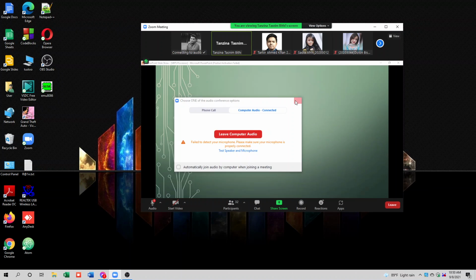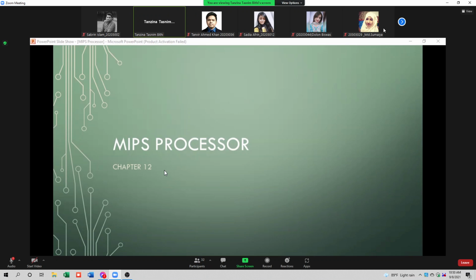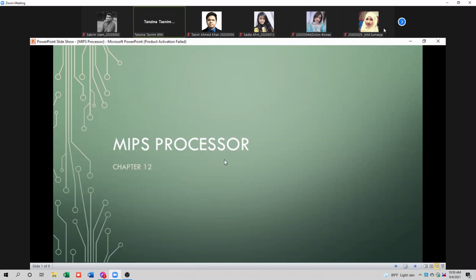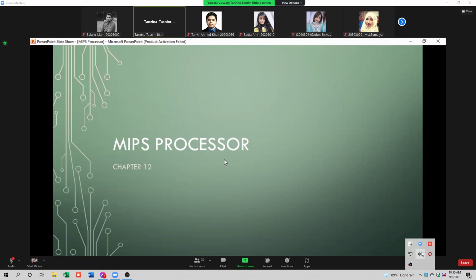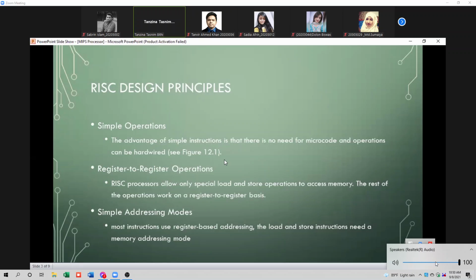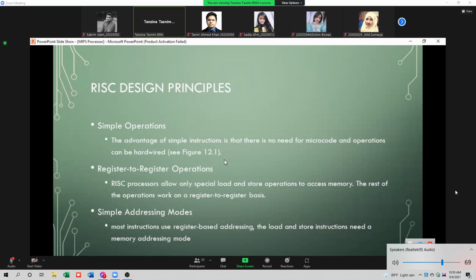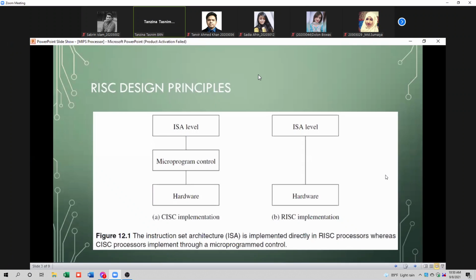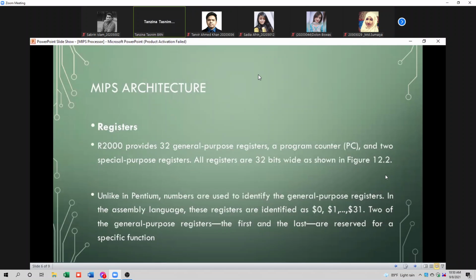Chapter 12 is about the MIPS processor, right? In this chapter, in the last class, we discussed the difference between a CISC processor and a RISC processor. The next topic was the design principles, that means the characteristics of the RISC processor. And another topic was the MIPS architecture.